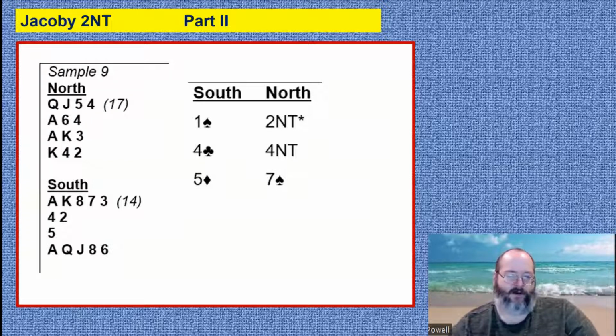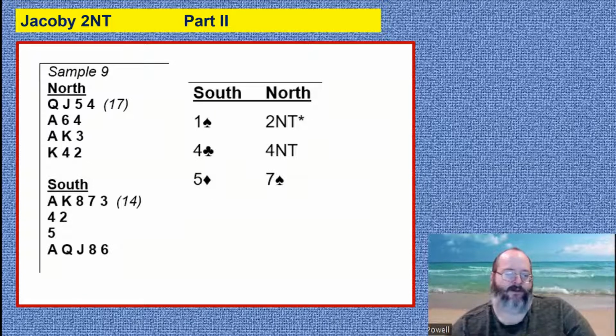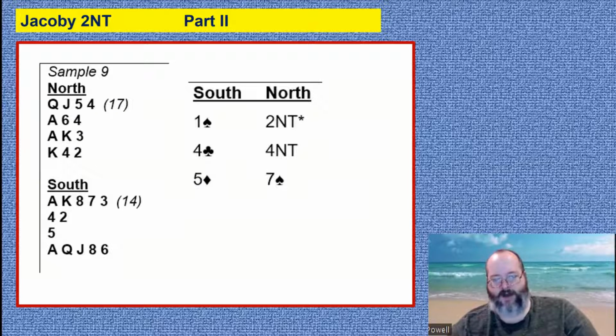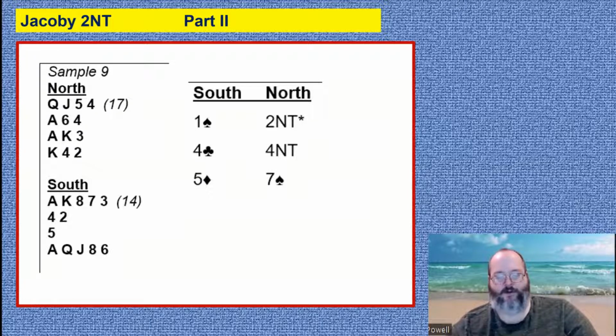Ace of clubs is 1 key card. Ace of spades is 2 key cards. King of spades is 3 key cards. So South would bid 5 diamonds here. North, 5 diamonds shows 0 or 3. Does partner have 0 or 3?